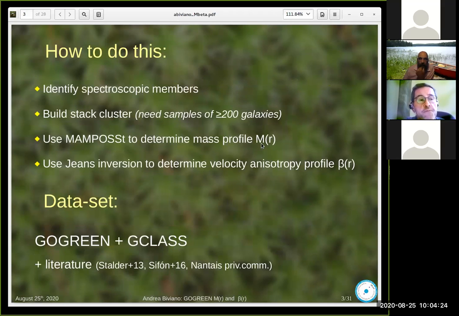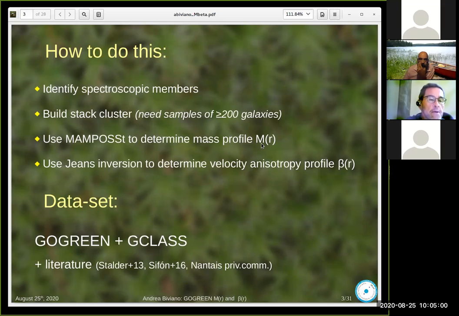We have first to identify which are the spectroscopic members. This is much more delicate than when you're doing a luminosity function analysis, because you want to be very precise on the dynamics. The other thing, we need the statistics, so we have to work on a stacked cluster. So we have to find a way to build a stacked cluster. And then we're using two methods to determine the mass profile and the velocity anisotropy profile. One is called MAMPOSSt, the other is called Jeans inversion. I'll describe them very, very concisely. And the data set, of course, is GOGREEN plus GCLASS.